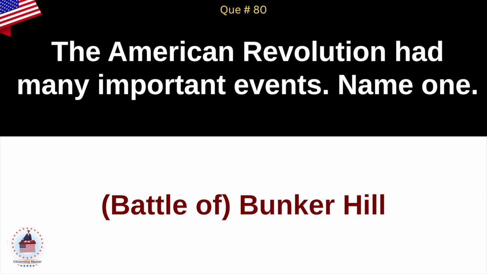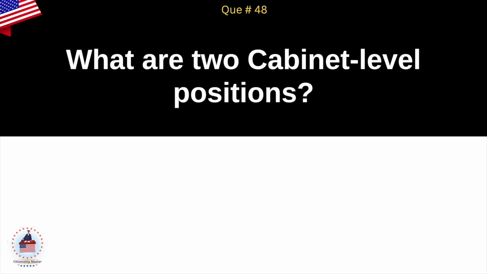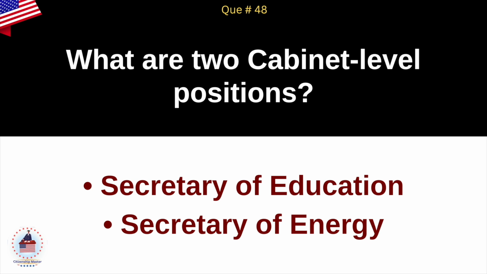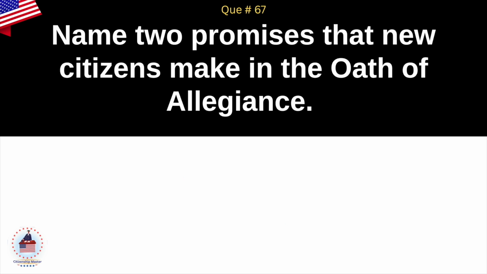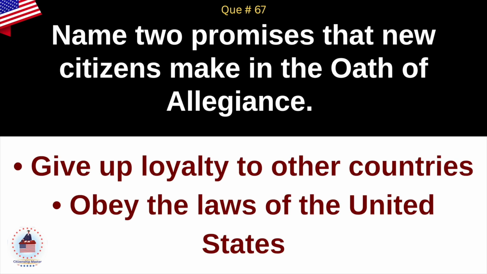What are 2 cabinet-level positions? Secretary of Education, Secretary of Energy. Name 2 promises that new citizens make in the Oath of Allegiance. Give up loyalty to other countries. Obey the laws of the United States.